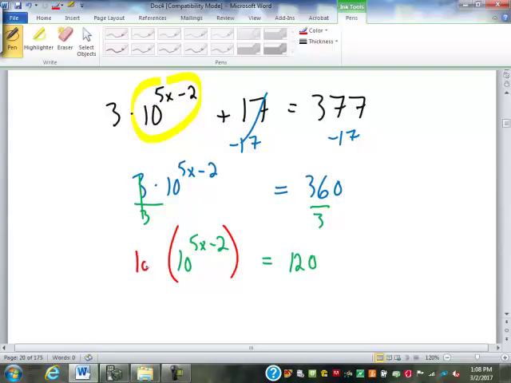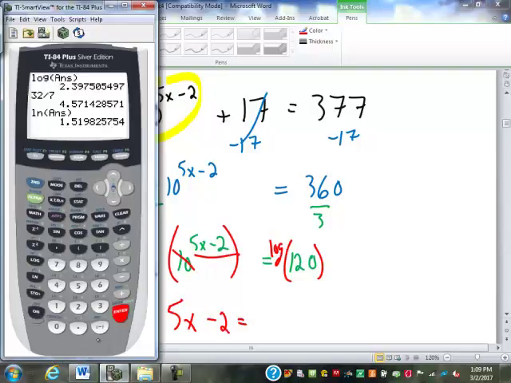So this is a log base 10, which is just a log. So here the log and the 10 to the power of cancel out. So all I'm left with is my exponent, 5x minus 2. I have to do the log of 120. Careful. Should be 2 point something. 2.0792.